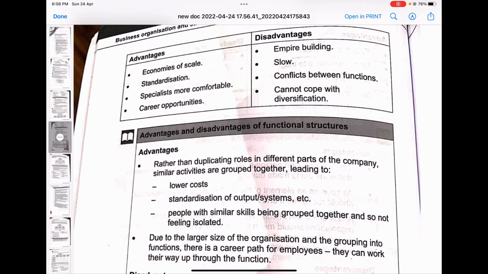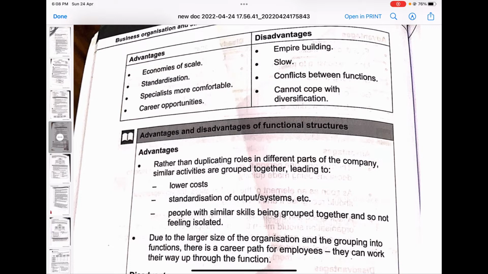Then we have standardization. Since similar departments are grouped together, the work is standardized. Marketing, for example, is done the same way across all products. And then we have specialists being more comfortable. I might be a person who is good at production and not good at marketing. So when I'm in the production department where only production is done, I'm happy because I specialize in that.